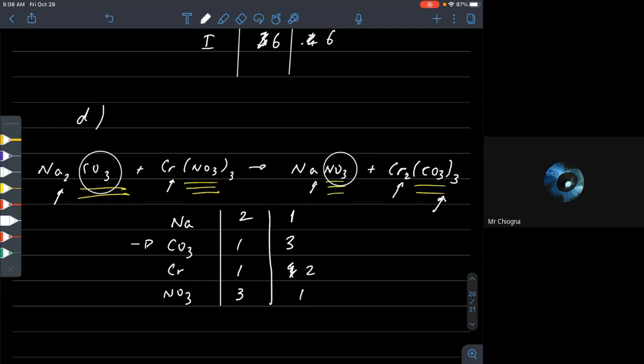I'm guessing. I don't know. I'm going to try. This may not work. Let's try the chromium first. I need a 2 there. 2 multiplies with 1 to give 2. 2 multiplies with 3 to give 6. Balance the nitrate. Put a 6 in front. 6 times 1 is 6. It also affects the sodium. 6 times 1 is 6. Go to the left side.